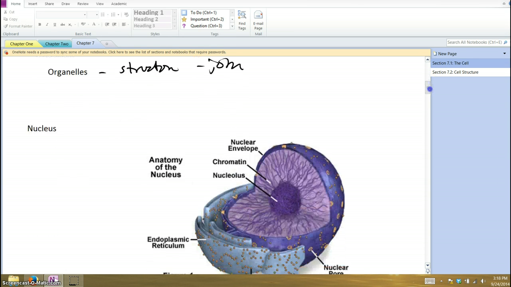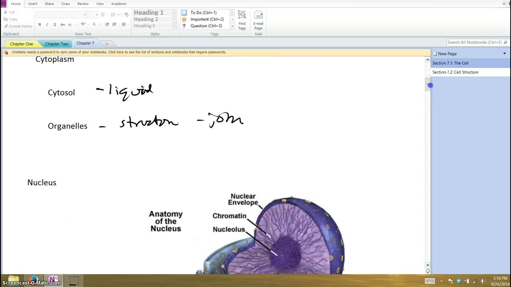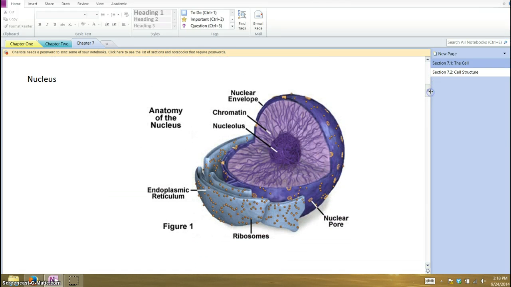Okay, so now at the very center of the cell you have the nucleus. The nucleus is sometimes thought of as sort of the command center of the cell. It's where we have the DNA, and we'll see later chromatin is basically a somewhat synonymous term for DNA when it's in a particular condition. So that essentially contains the instructions for how the cell is supposed to do what it's supposed to do.